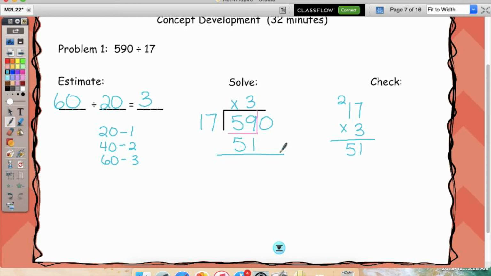Okay, so 9 minus 1 is 8. Is 8 less than 17? Yes. Then I bring down my 0. So what should I do? I have to keep going, don't I? 2, 4, 6, 8. So 4. Perfect. Okay, so 4 times what? 17. Over here in the guess and check, you have to do 4 times 17. Don't let that 80 distract you.